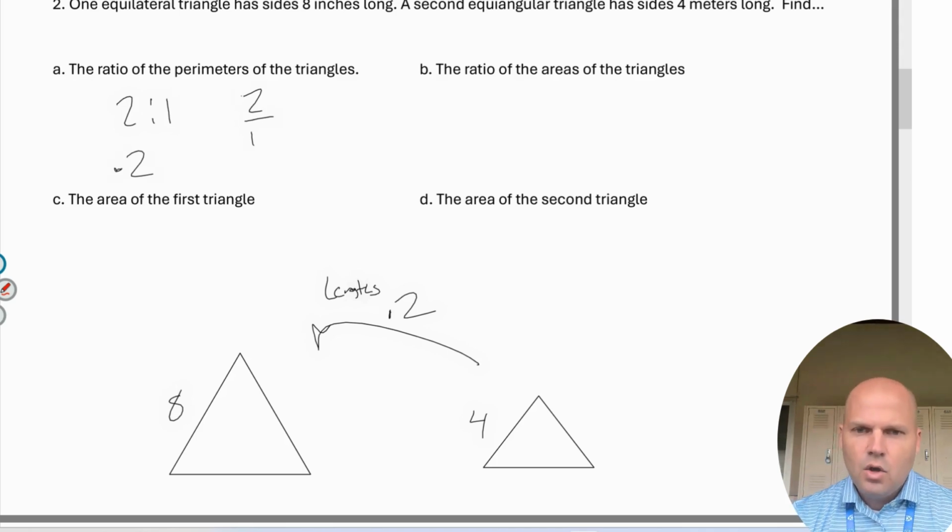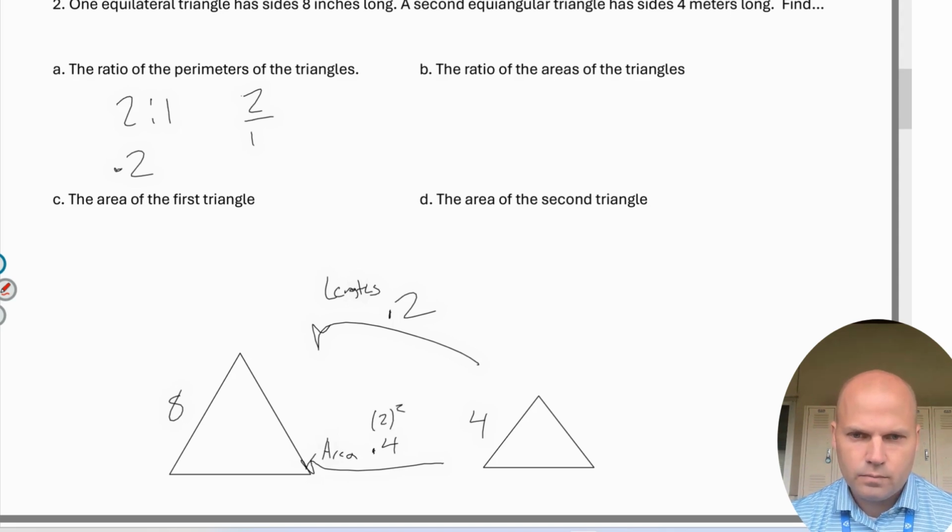It's fine. What about the areas? Well, if the lengths are doubled and the areas are squared units, the areas will be multiplied by 4, which is 2 squared.